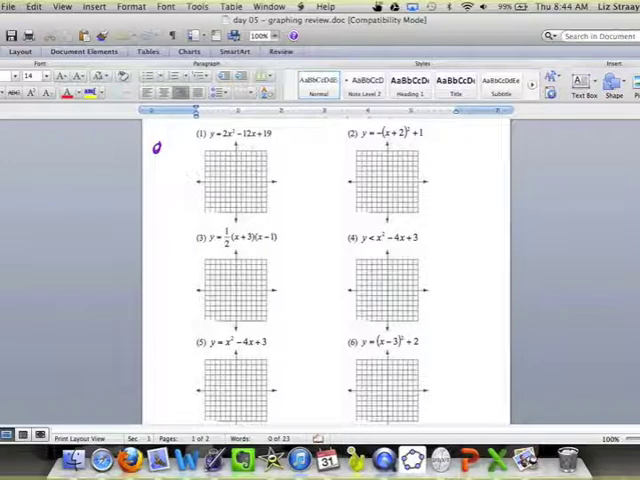Standard form. They're just all added together. There's no parentheses there. It has an a, a b, and a c value. The a value is 2, the b is negative 12, and the c is 19.